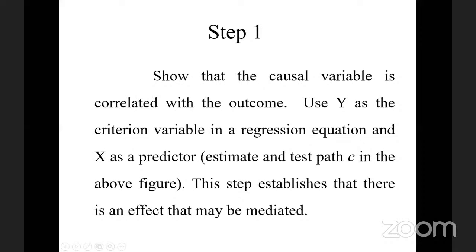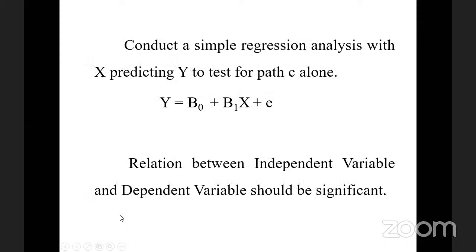The first step is to show that the causal variable is correlated with the outcome variable. Use y as the criterion variable in a regression equation and x as the predictor, and estimate the path c, the direct path. This step establishes that there is an effect that may be mediated.